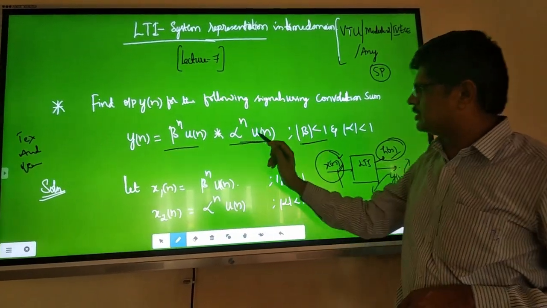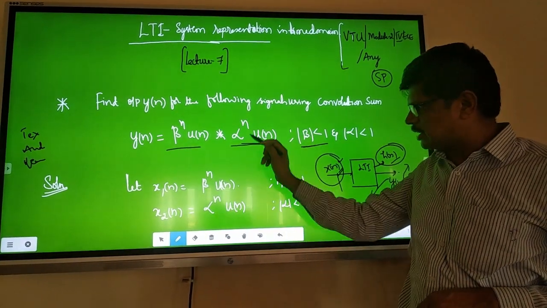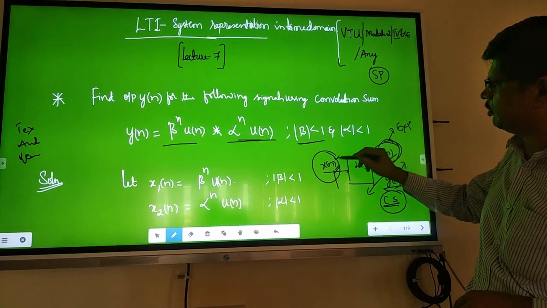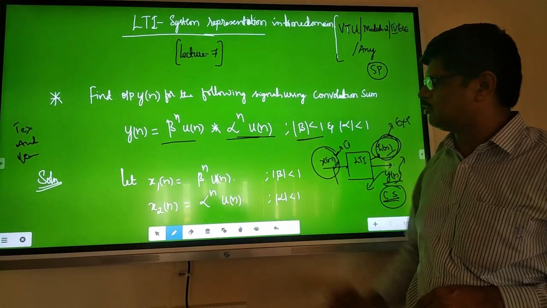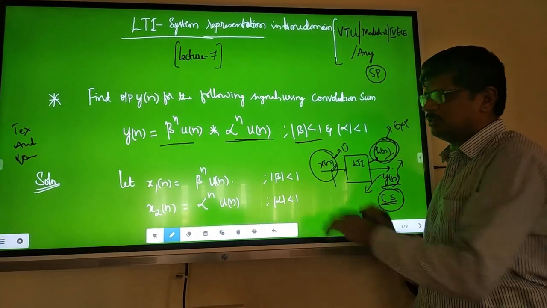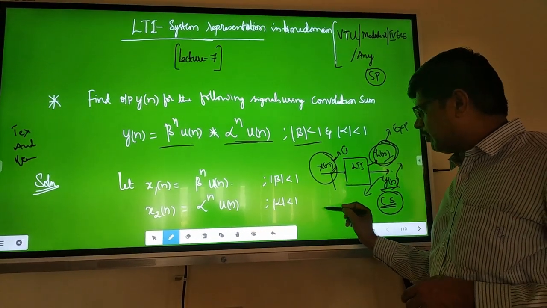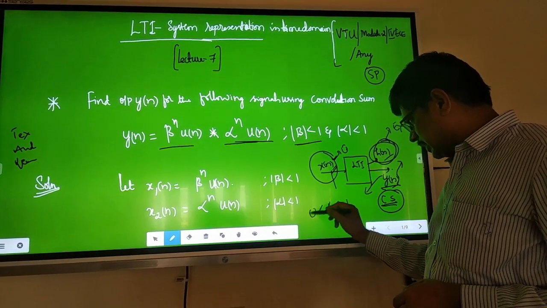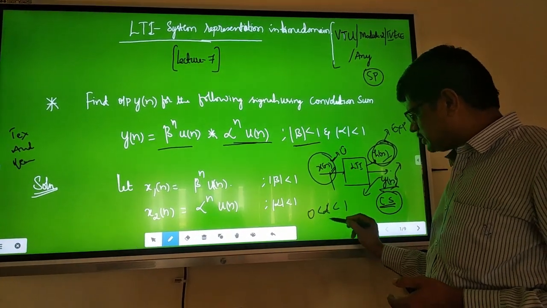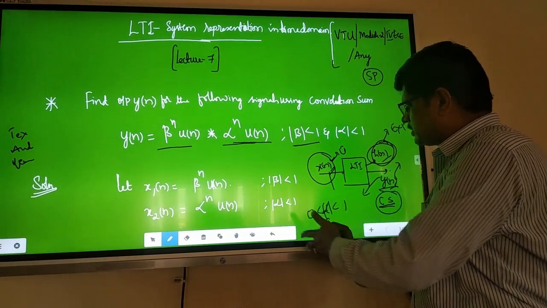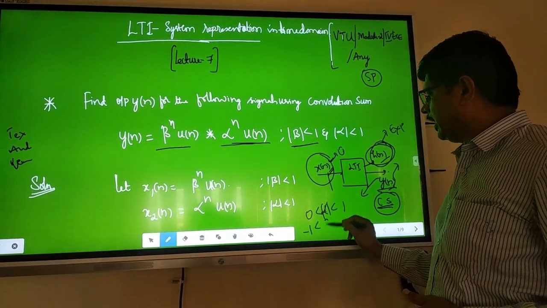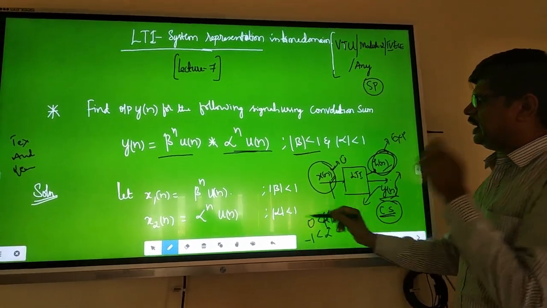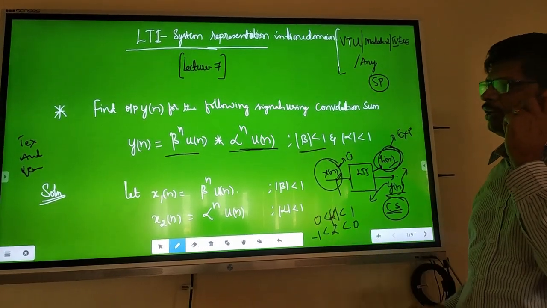Similarly, x2 of n is also an exponential. One exponential, and the second exponential: alpha to the power n into u of n, where mod alpha is less than 1. Here also, alpha is less than 1 and greater than 0, and on the other side, mod alpha means greater than minus 1 and less than 0. That way, let us see how to solve this problem.